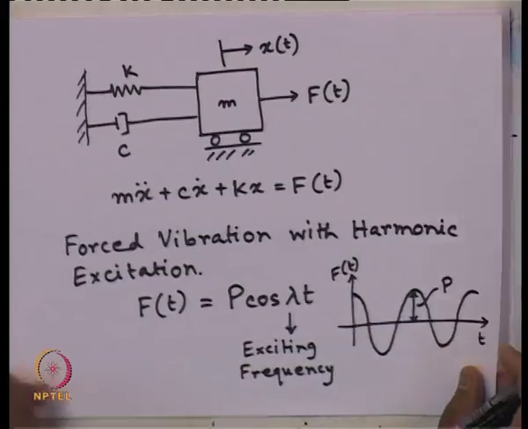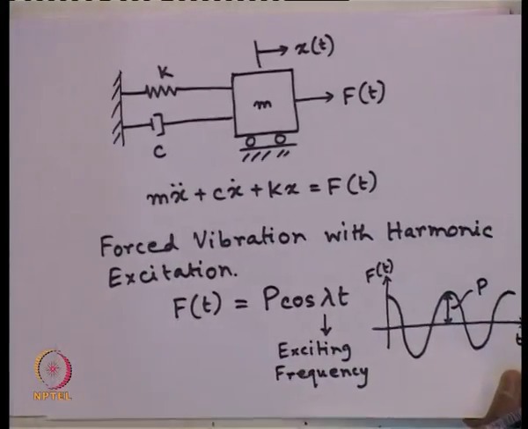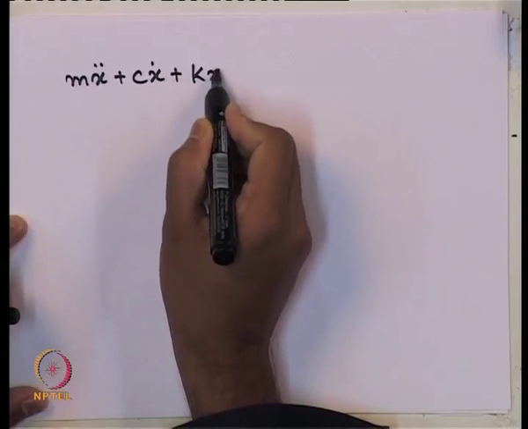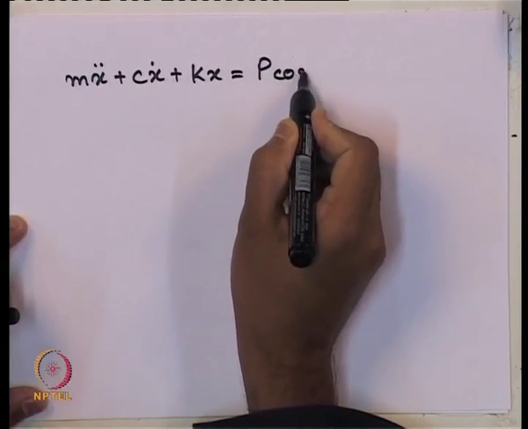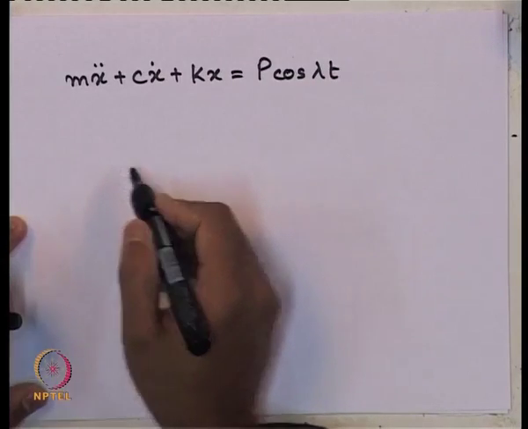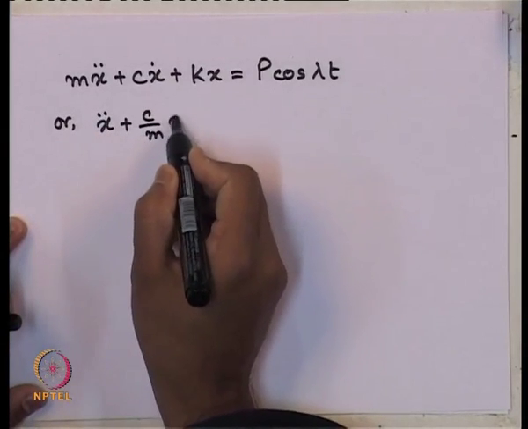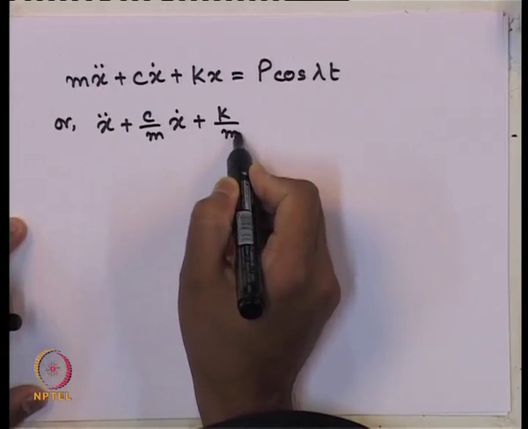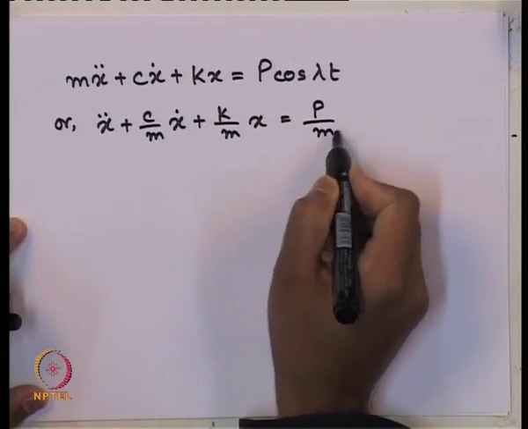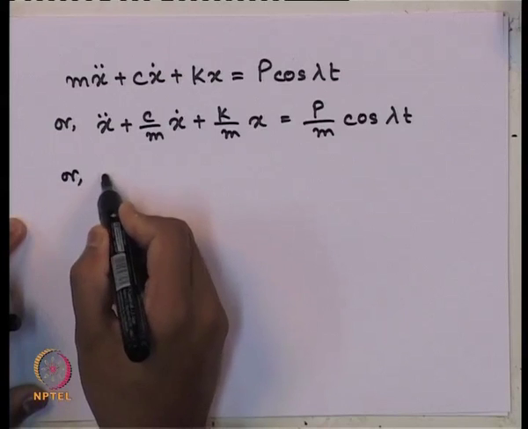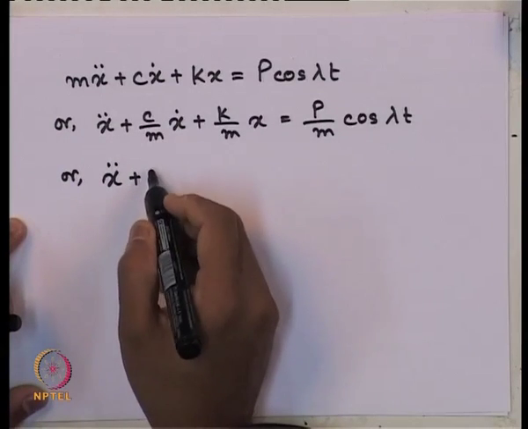So, with this, now the governing equation of motion for this particular case of forced vibration subjected to harmonic excitation, we can write like this: m x double dot plus c x dot plus k x equals p cosine lambda t, or x double dot plus c by m x dot plus k by m x equals p by m cosine lambda t. I divided both the sides with m.